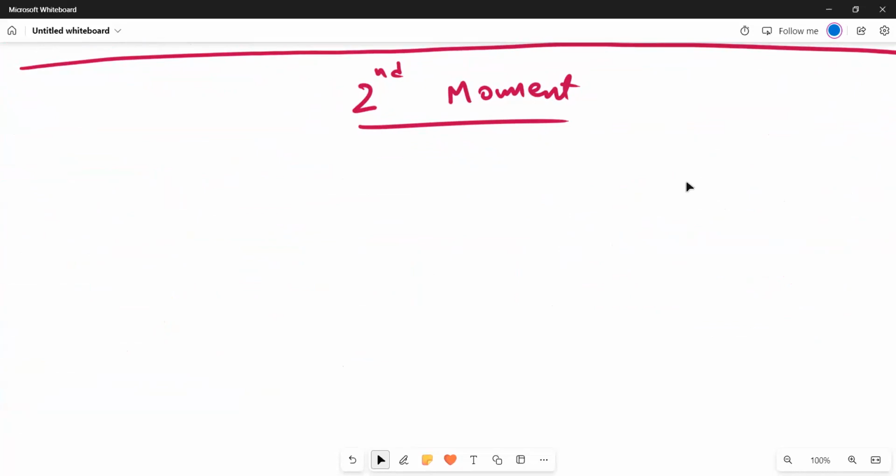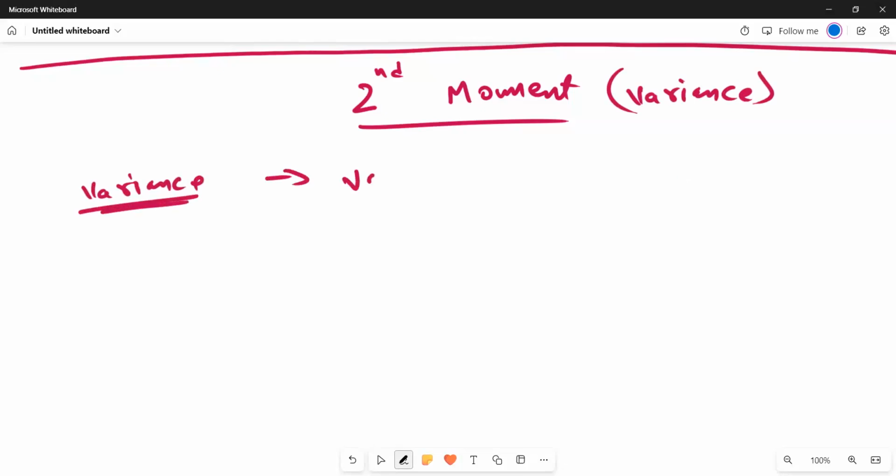Now, the second moment is variance. As the term itself says, variance tells you about the variation in the data, the variation of the data set.